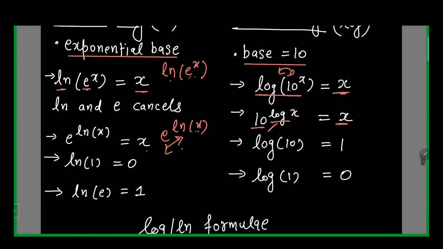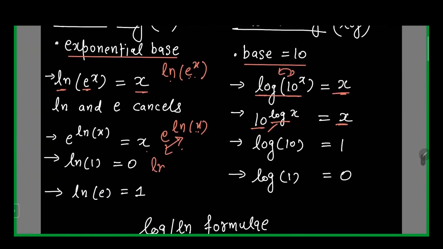Okay, so let's try to see. If I put ln e raised to 0, or you can say ln 1. Okay, e raised to 0 is 1. So ln e raised to 0, or ln 1, is simply what? ln and e will cancel each other and you will be left with 0. That is why ln 1 is 0.